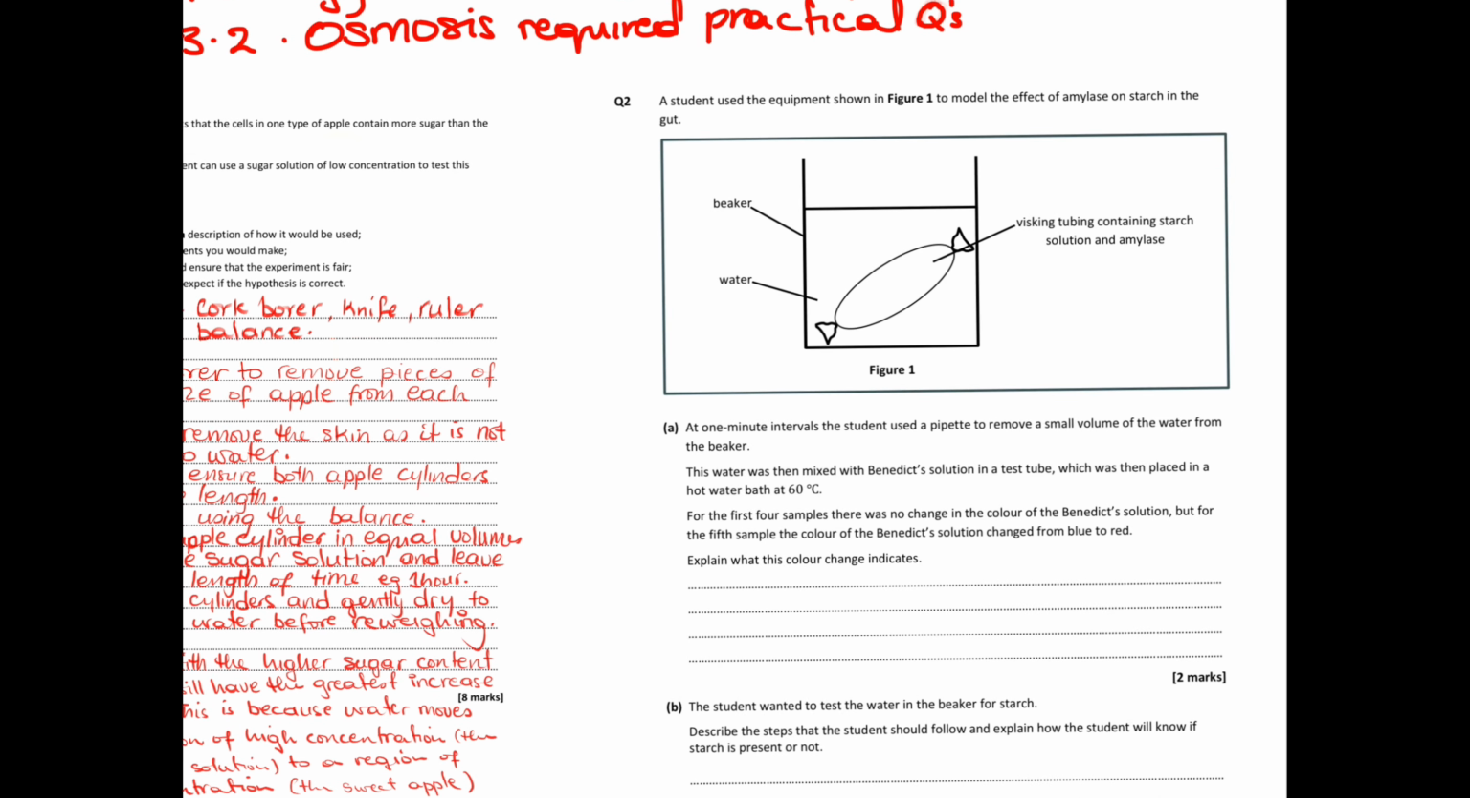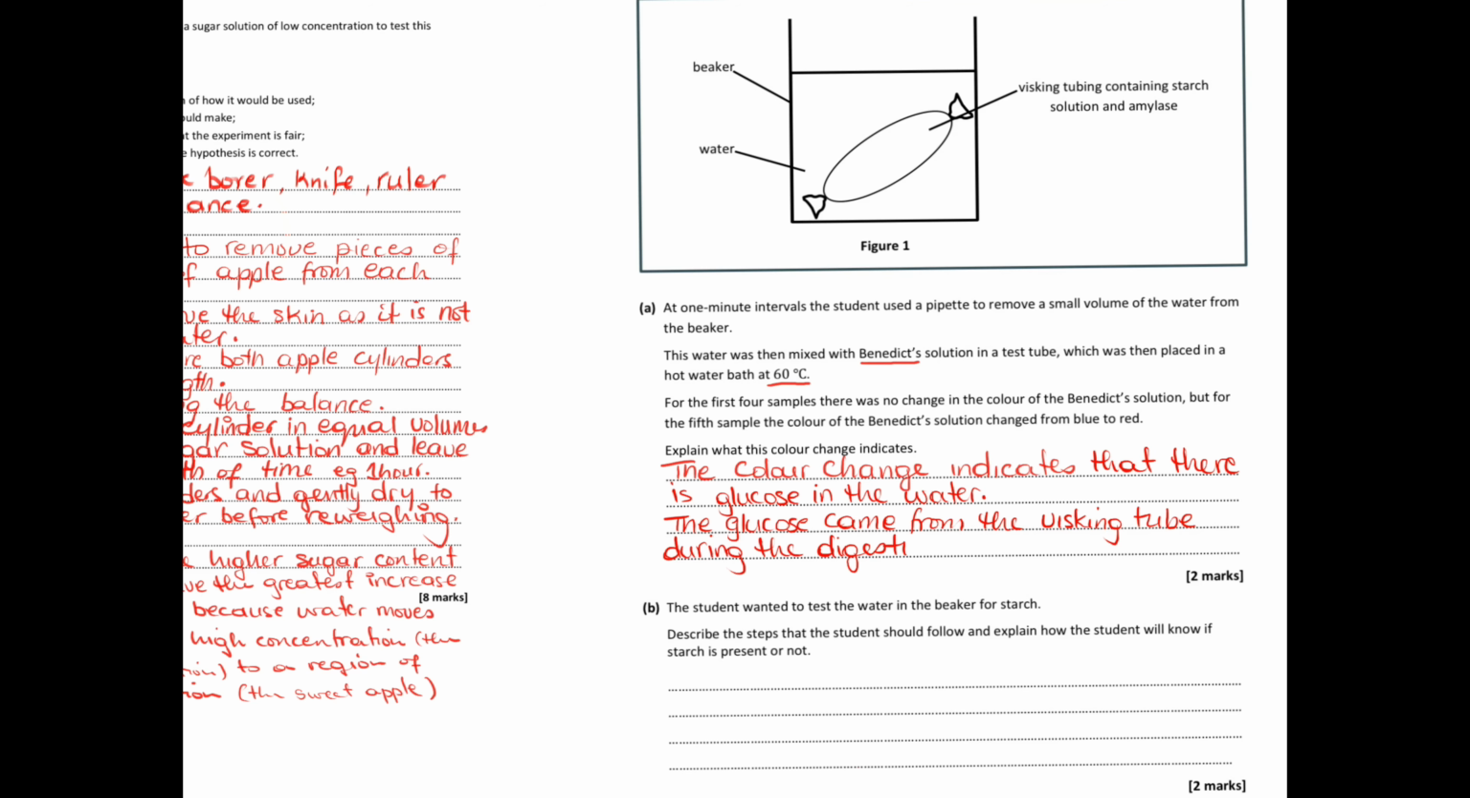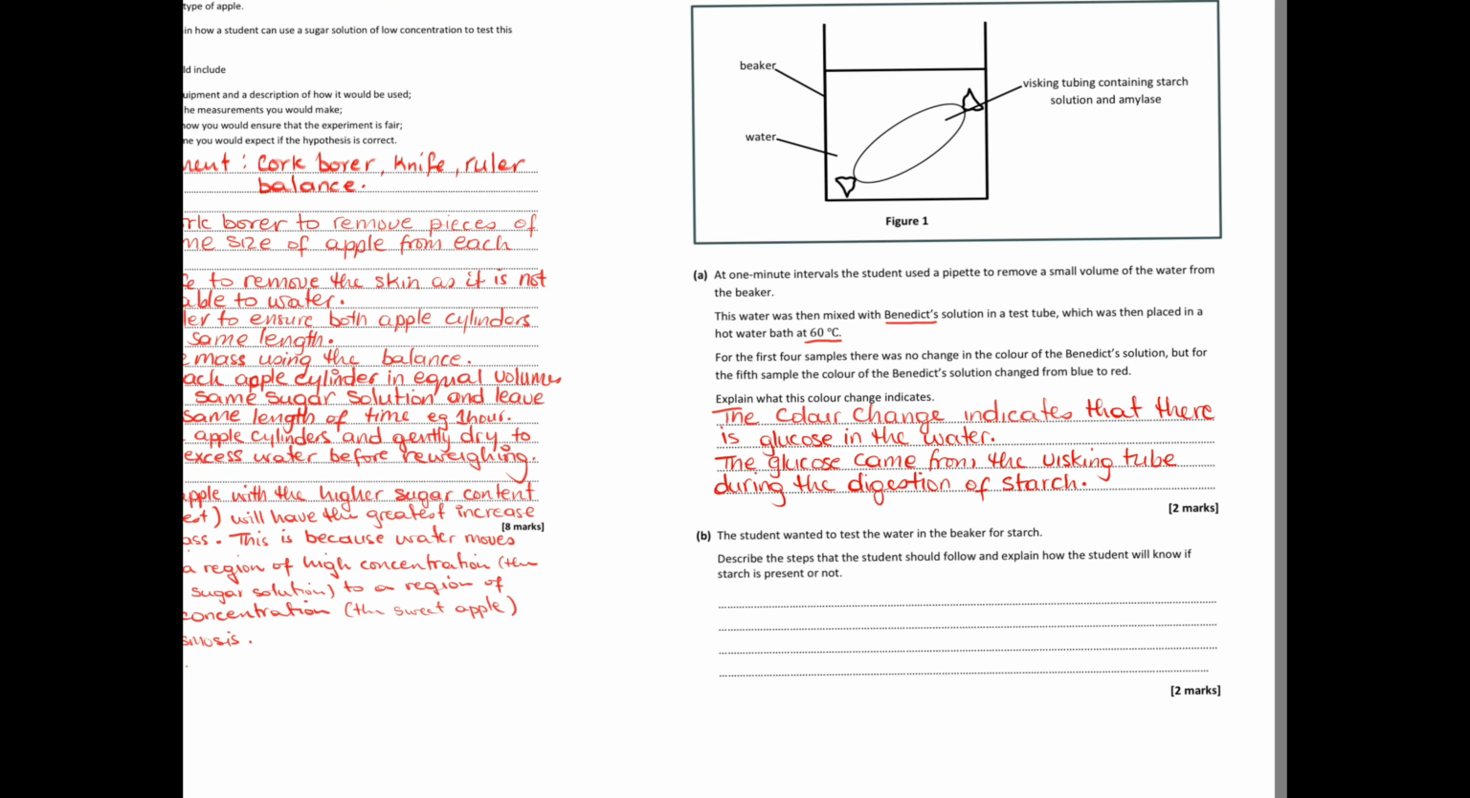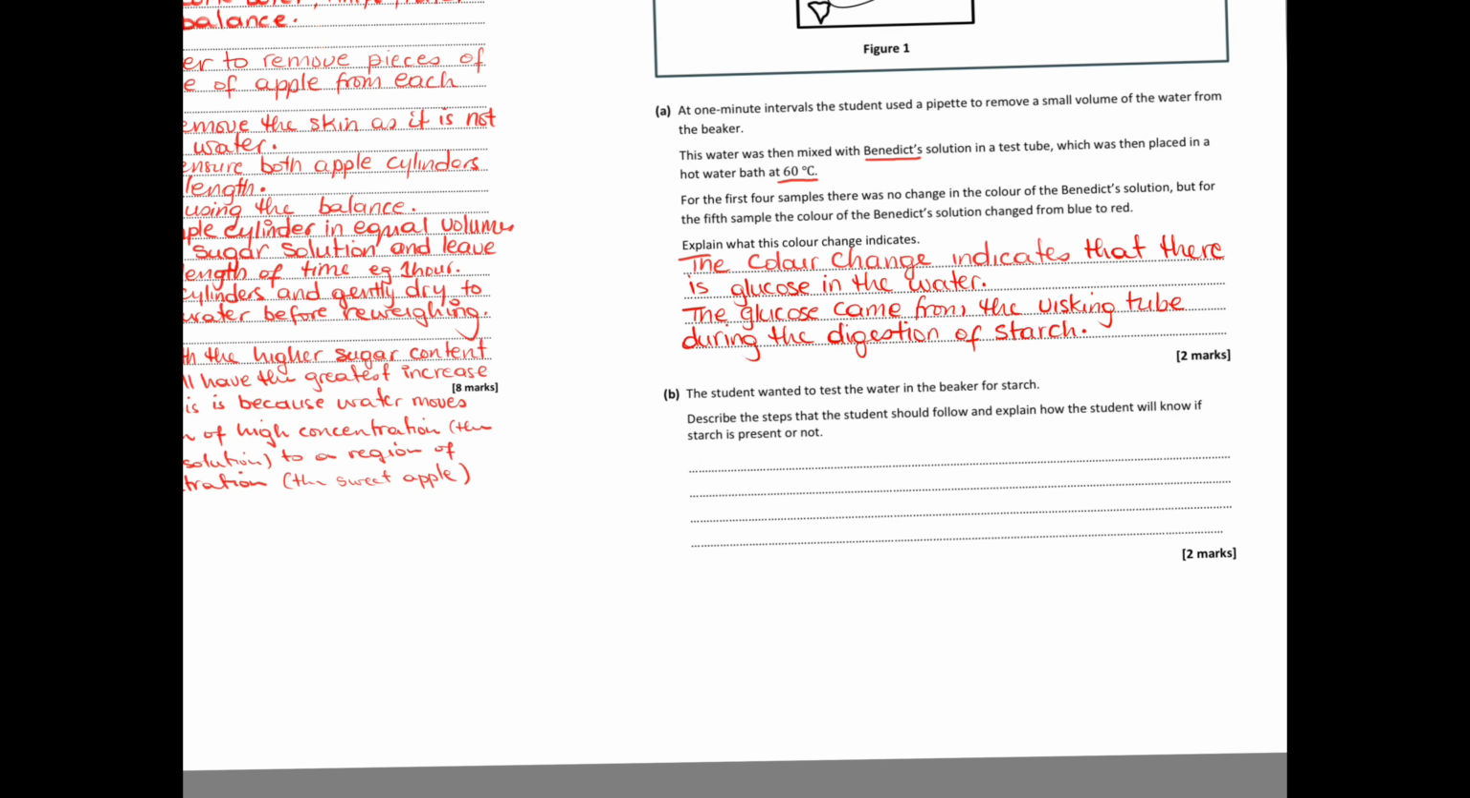Next question is about looking at the digestion of starch, and when starch digests, glucose is formed, so that's a simple sugar, and you can test it by using Benedict solution. Benedict solution is a blue liquid, and when you mix it with glucose solution and you place it in a water bath of 60 degrees Celsius, you should have a color change happening. So the glucose came from the tube during digestion of starch.